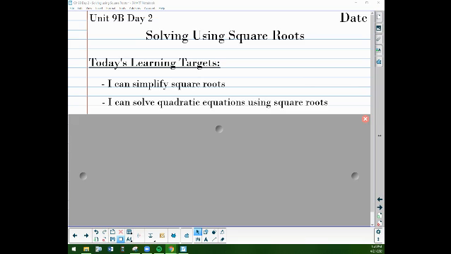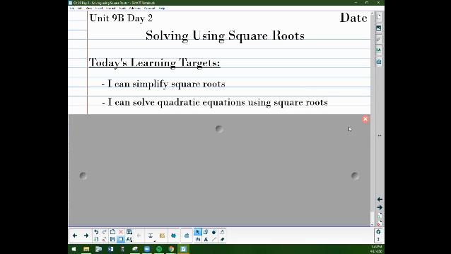We're going to learn how to solve quadratic equations using square roots. Our first part of our learning target is learning how to simplify square roots. And then the next part of our learning target is to solve quadratic equations using square roots.